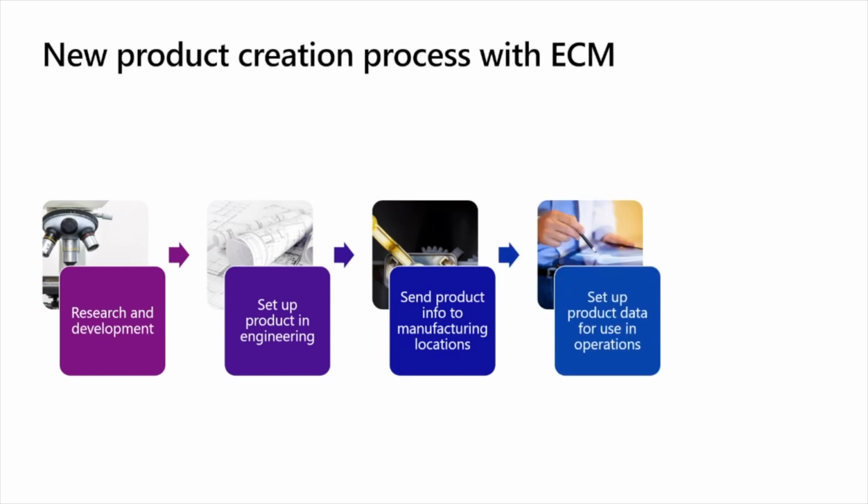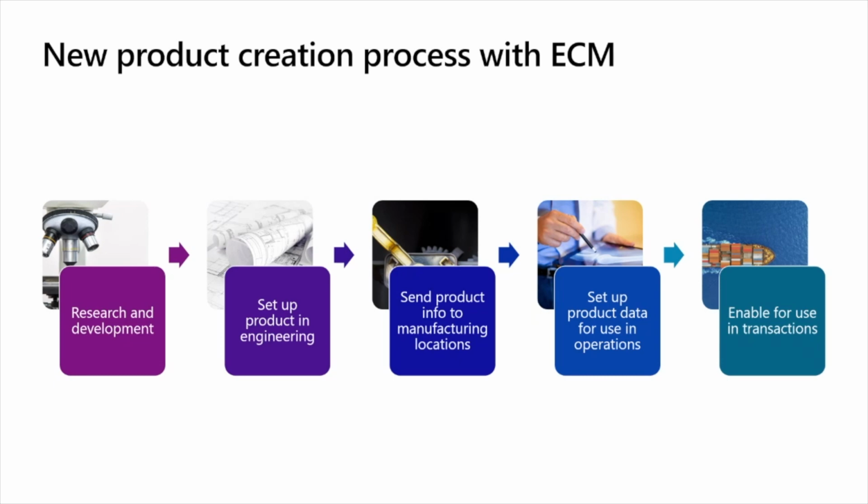Each manufacturing site will review the information sent and create the final setups needed for them to begin production. Again, using ECM controls to ensure that all steps are completed and approved before we start transacting. And finally, we update the product lifecycle state to reflect that we are ready to launch the product for use in transactions.